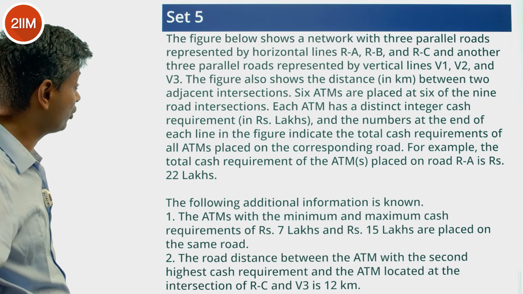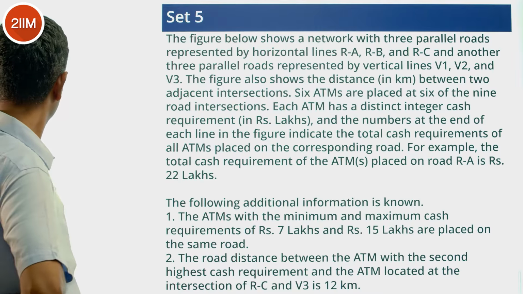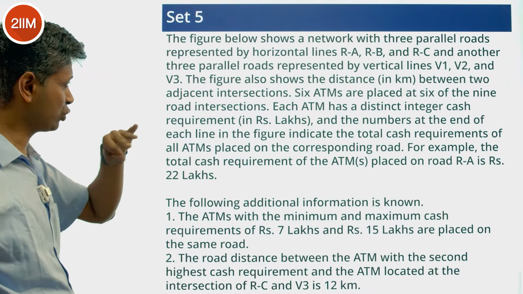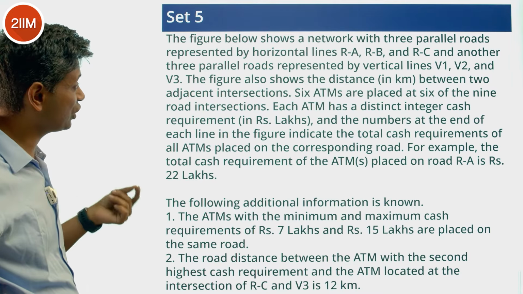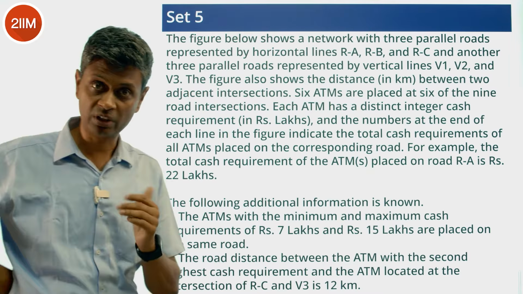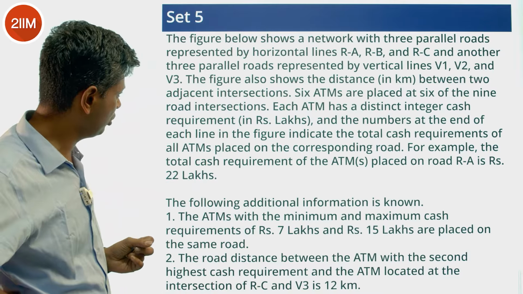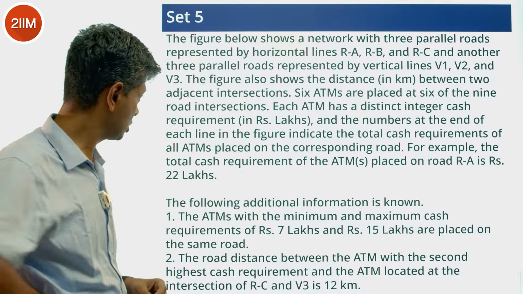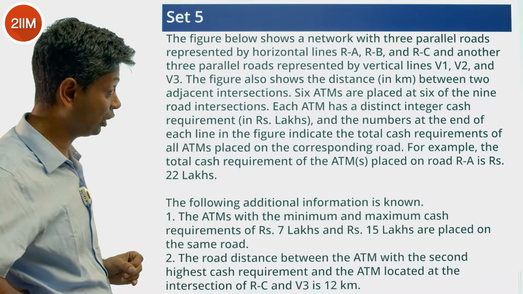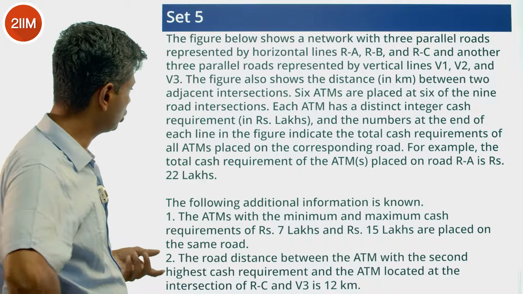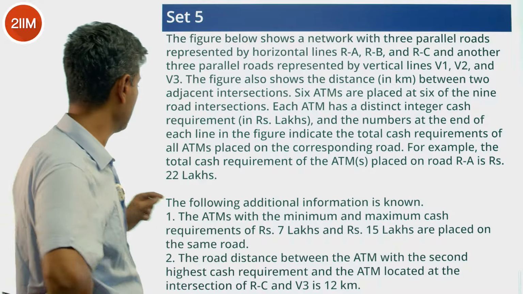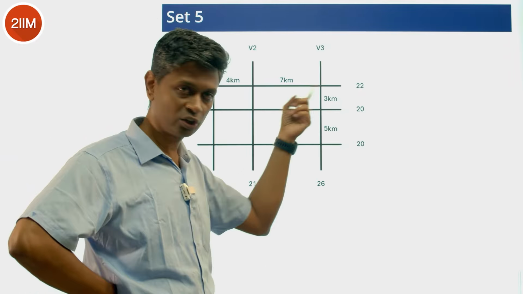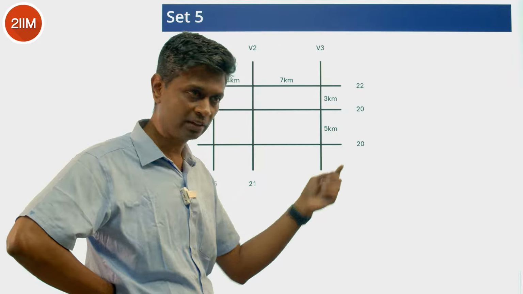6 ATMs are placed at 6 of the 9 road intersections. Okay. 1, 2, 3, 4, 5, 6, 7, 8, 9. 6 are placed. That means 3 should be empty. Each ATM has a distinct integer cash requirement in rupees lakhs. And the numbers at the end of each line in the figure indicate the total cash requirements for all ATMs placed on the corresponding road. Right? For example, total cash requirement of ATMs placed on road RA is 22 lakhs. All of this put together is 20 lakhs. These put together is 20 lakhs.